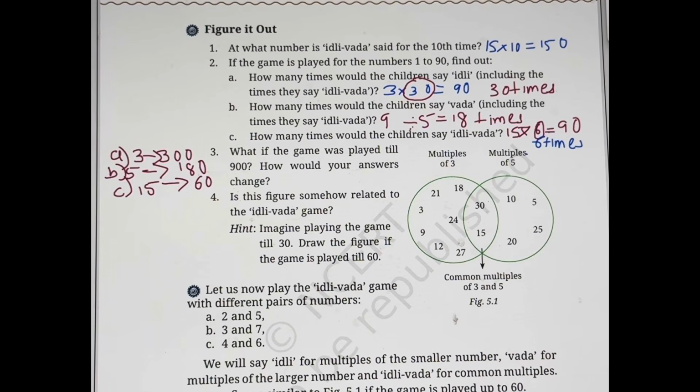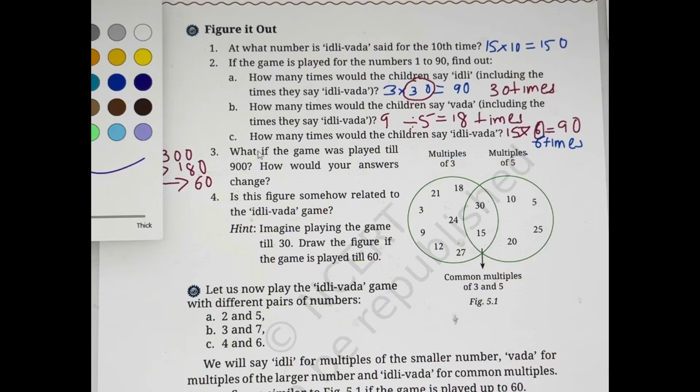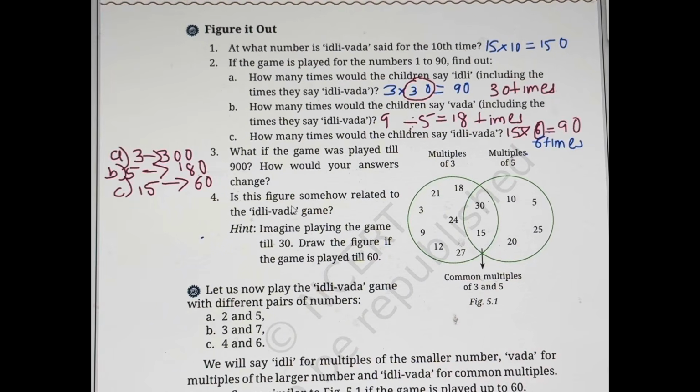Okay. Now question number 4. Is this figure somehow related to the idli vada game? Hint, there's a hint given. Imagine playing the game till 30. So what they have done, they have made 2 circles. These are multiples of 3 and these are the multiples of 5. And where they both meet, there they have written the common multiples.